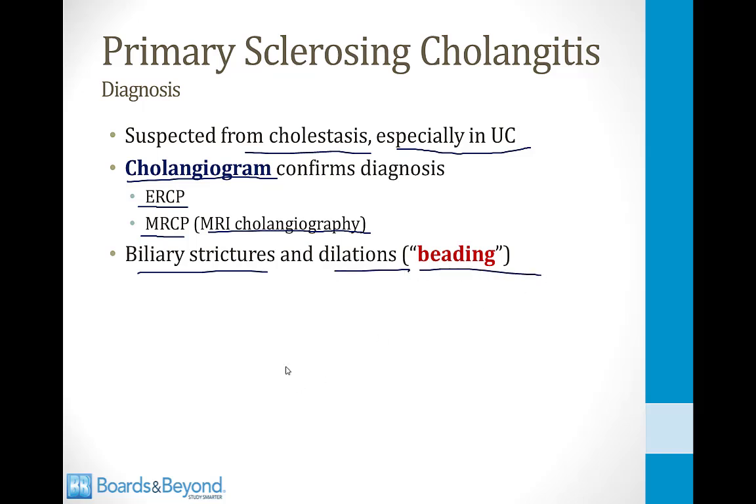This is called beading. To understand beading, imagine that we have a normal bile duct that develops inflammation and scar tissue leading to a stricture. This stricture will block the bile flow, and as a result, the bile duct will dilate behind the stricture. Now imagine that this bile duct develops multiple strictures with dilatation behind each stricture. What you will then get is something that looks like beads on a string.